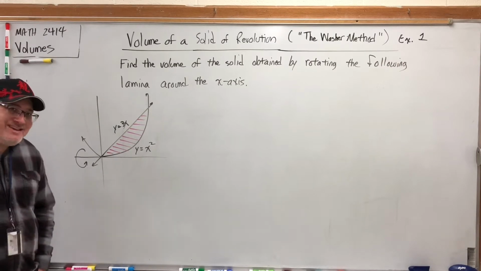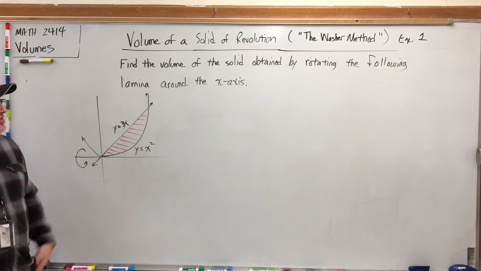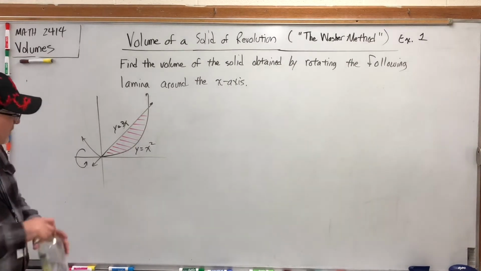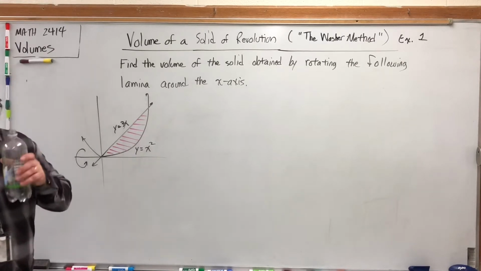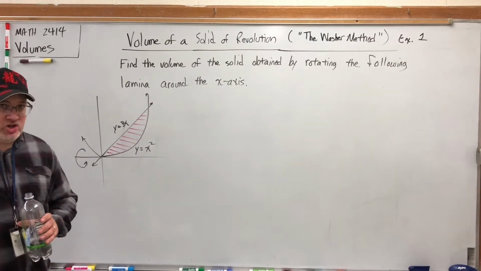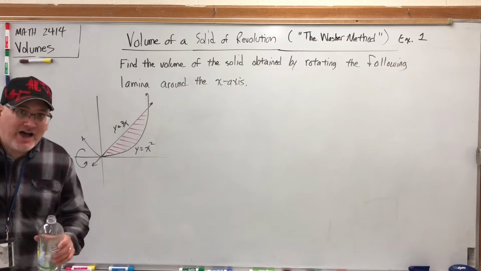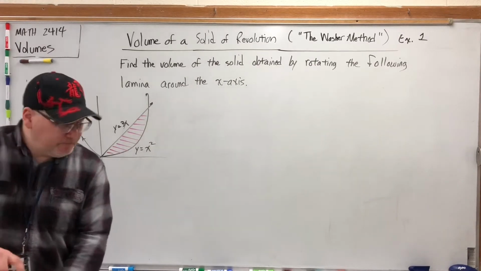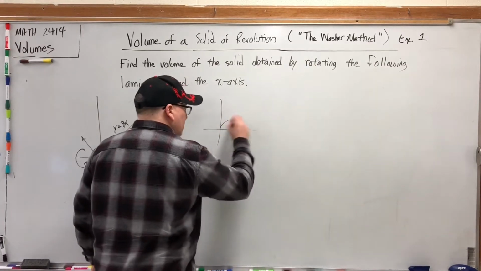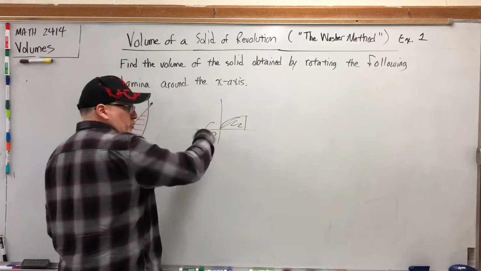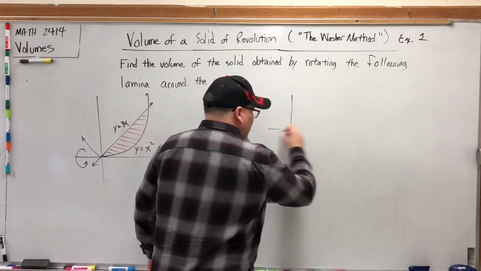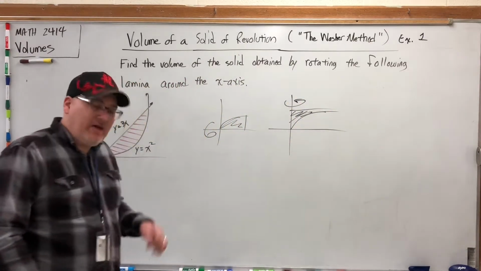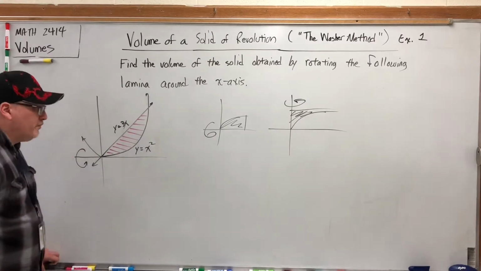Now, do you notice the main difference between this solid of revolution problem and the previous two? The main difference is, on this one, the axis of rotation, the x-axis, is not a boundary of the lamina. Remember the previous two, we had something like this, and we went around the x-axis, which was the boundary of the lamina, and then we had something like this, and we went around the y-axis, which was the boundary of the lamina. Now, why is that important?